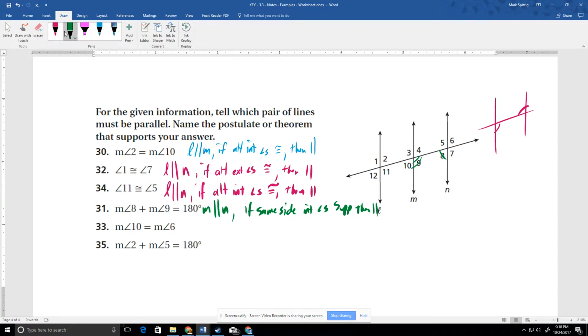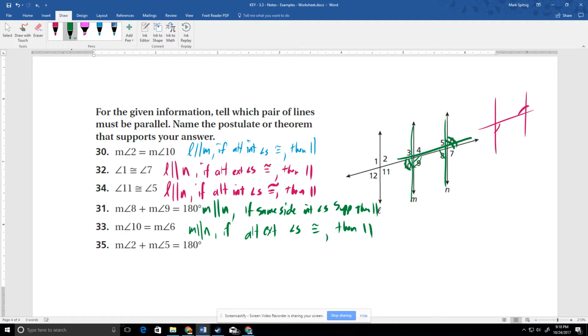All right. So let's look at 3, which is 10 and 6. So 10 and 6 are here and here. So we're sort of looking at these lines and ignoring this one. So we know that M is parallel to N because if, and those are alternate exterior angles in this case, are congruent, then the lines are parallel.